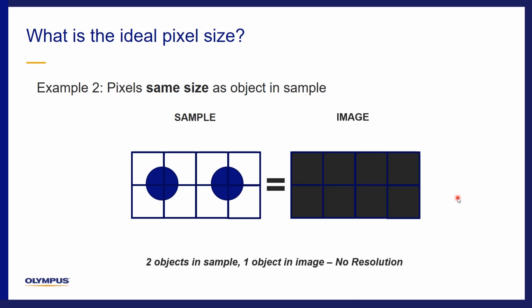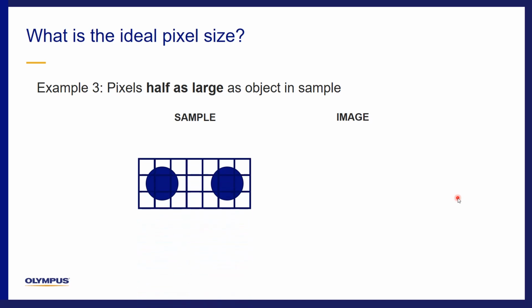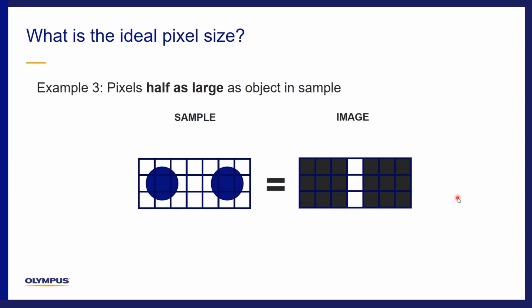The real key is when you make your pixels half as large as the object in your sample. So in this case, I've made very small pixels. They're each about half the size of my circle. And now by sampling these, the resultant effect is that my image will display two separate and distinct spots with a gap between them. In other words, we now have resolution. We see two objects in our sample, and we also see two objects in the image as well.